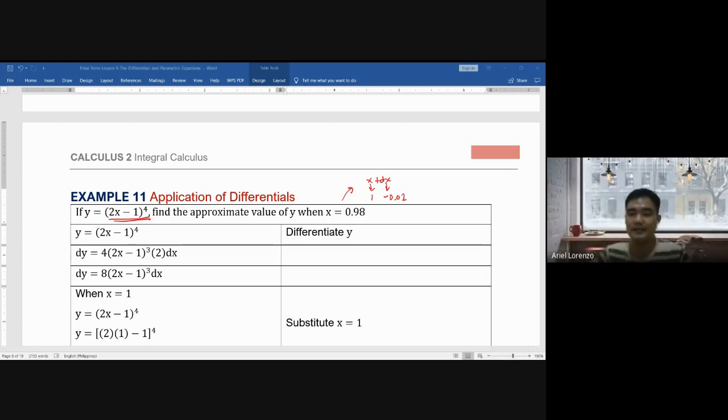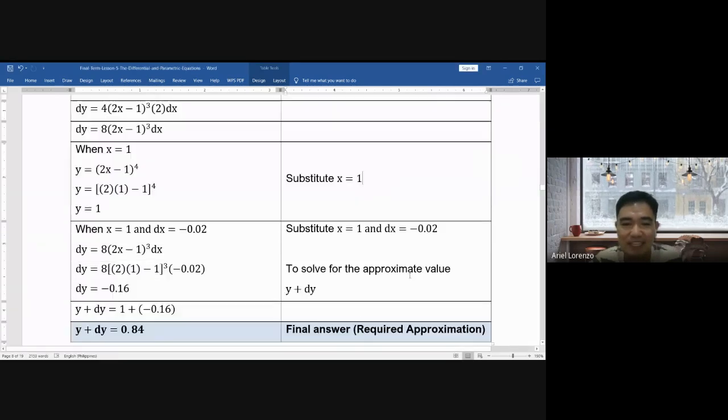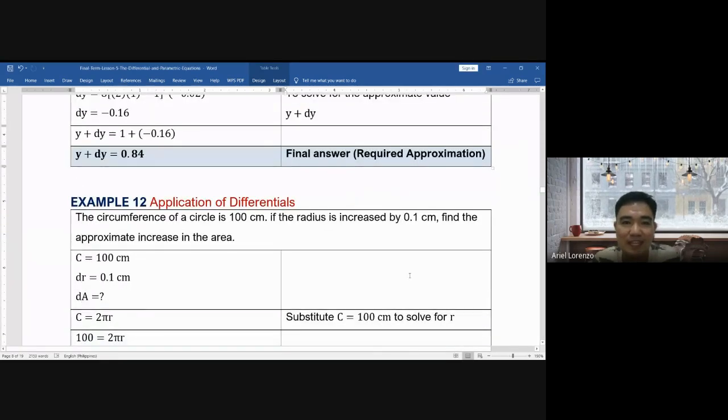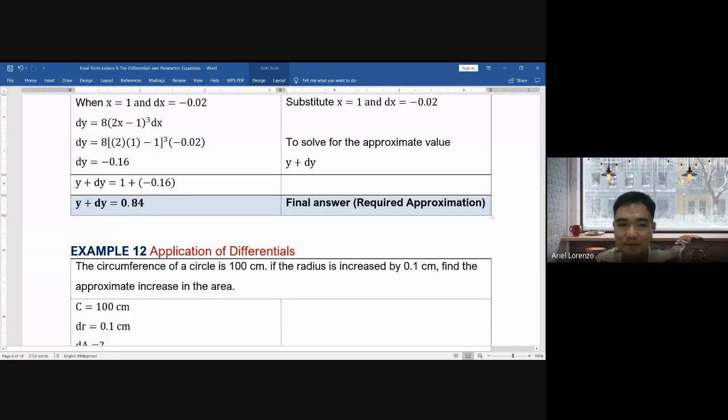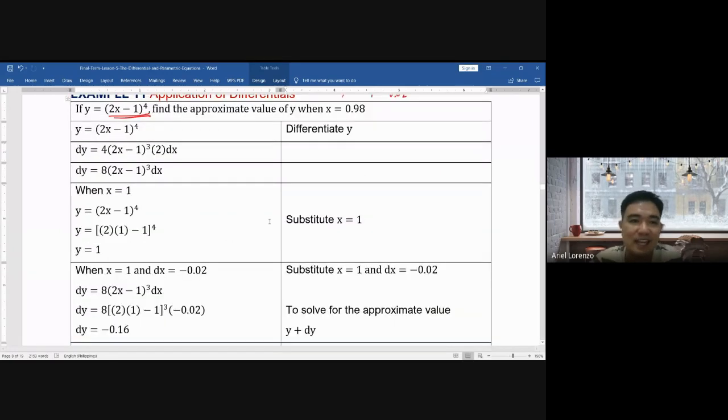Okay, 0.92 ba, sir? Bakit may pa-cry-cry ka? Sige, let's check if it is 0.92. 0.84. Okay, let's check. Let's double check.